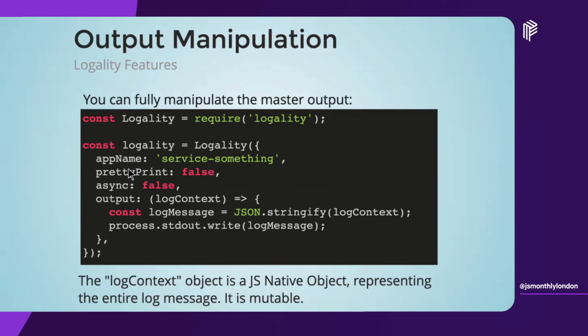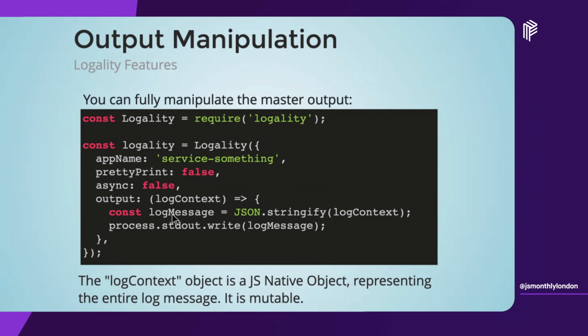So this is how Logality is instantiated. We require the library right here, and then we get an instance which accepts a single argument, an object of configurations. We pass the app name. We say whether we want a pretty print or not. We say whether this instance is asynchronous or not. We just saw the example of asynchronous.